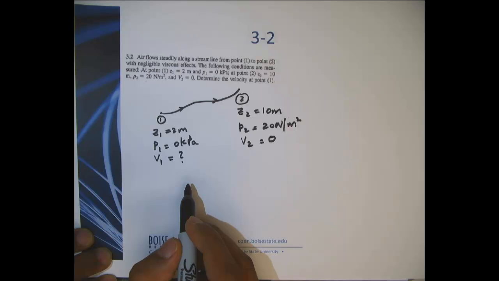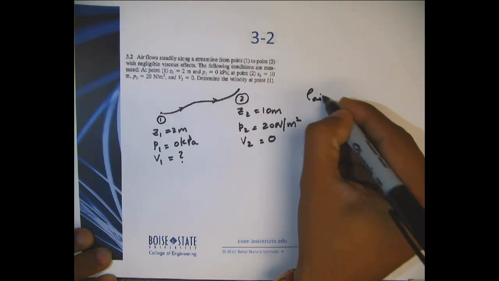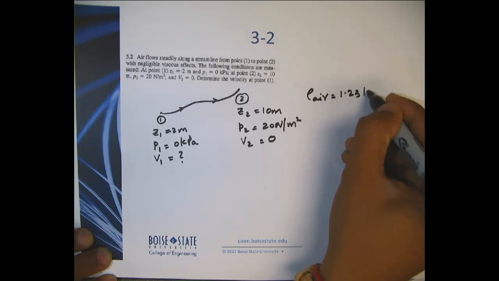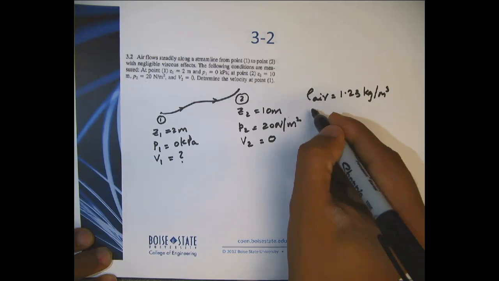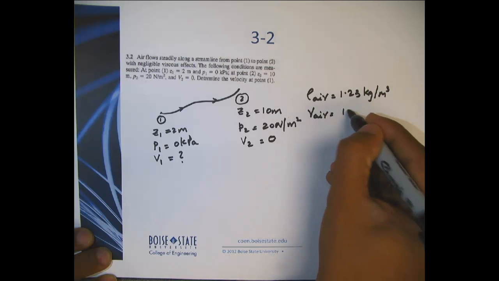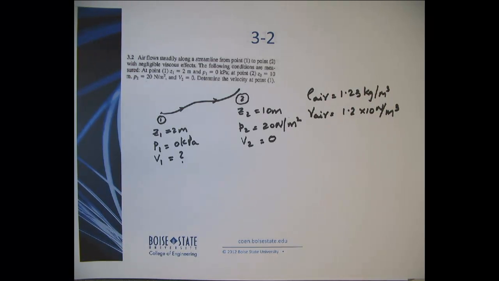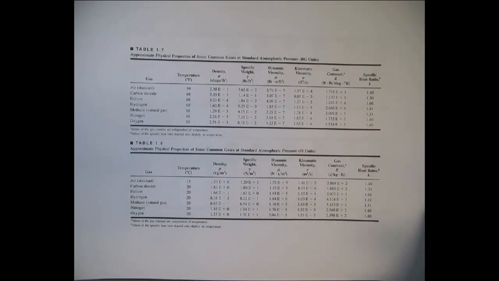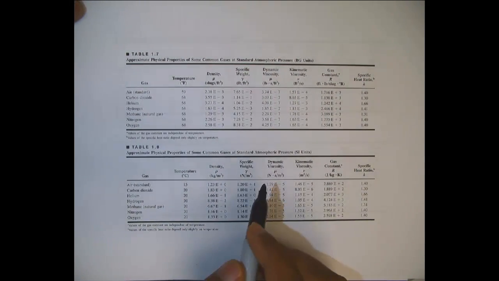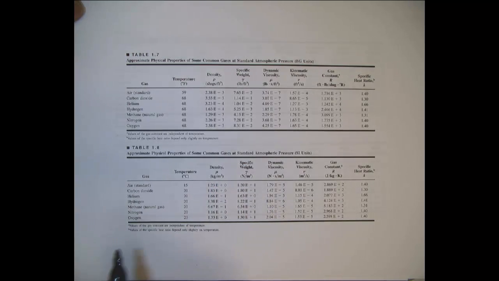We're talking about the fluid, which is air, so you can determine the density at standard conditions for air, and the specific weight for air in SI units. All of these you can determine from the tables at the front of the book. These are the tables you look up, and for air you can see table 1.7. Since we're talking about SI units, this is where I got my specific weight and density from. Okay?